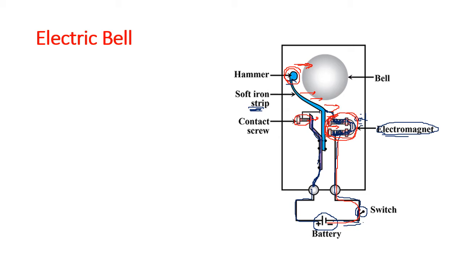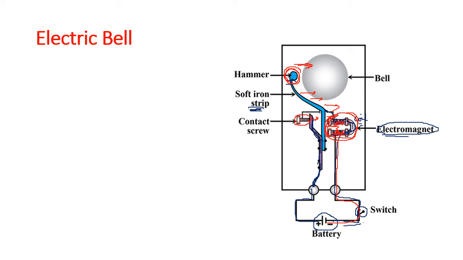Because this contact is broken, the current stops flowing. Because the current stops flowing, this coil stops acting as a magnet. So this strip, by the spring element, comes back to its place.